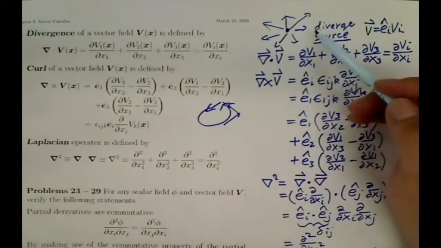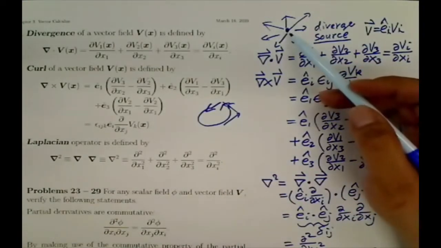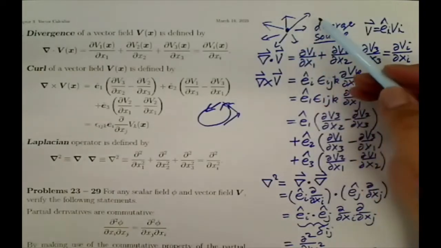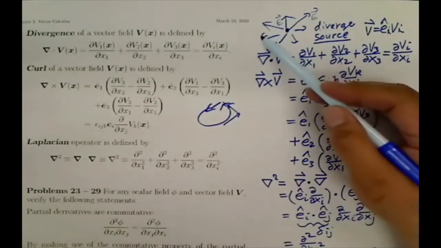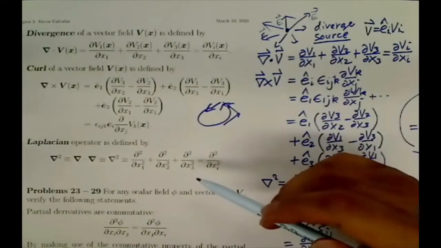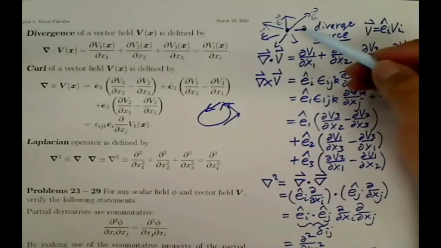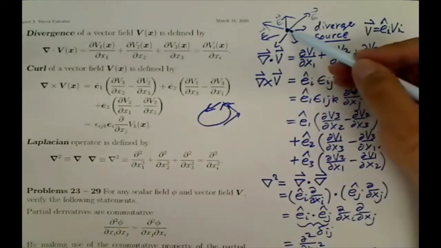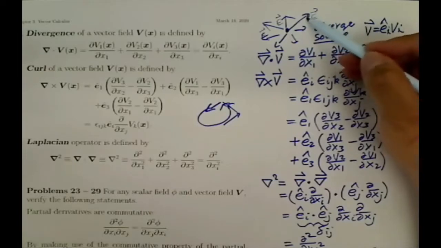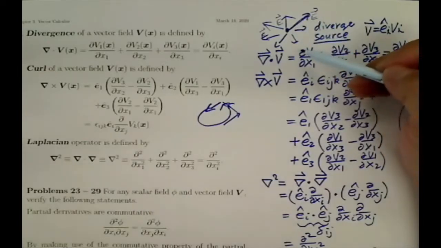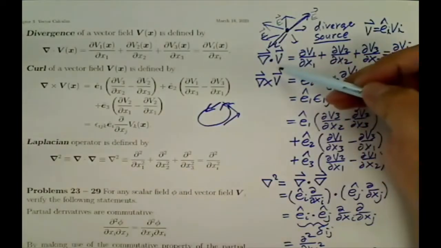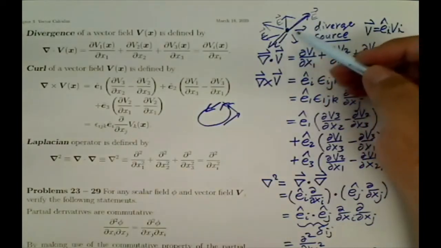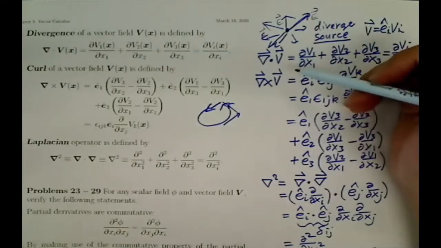Suppose that we have electric charge, positive electric charge at this point, then the electric field is coming out radially from this point. About this point, this side is a vector field that has a certain direction. On the other side, the vector field has the opposite direction. This kind of case will give a positive contribution to the divergence.